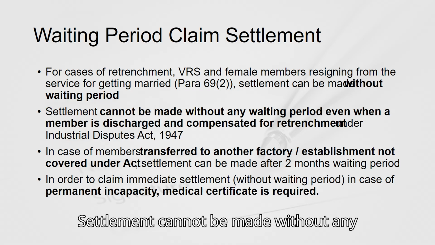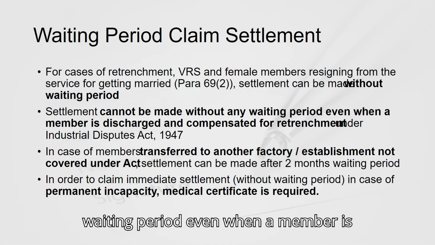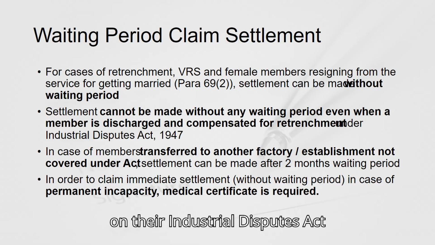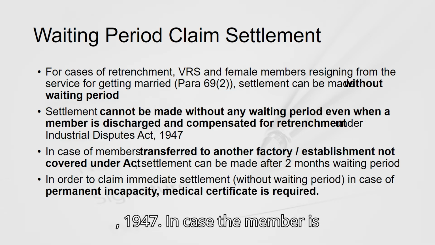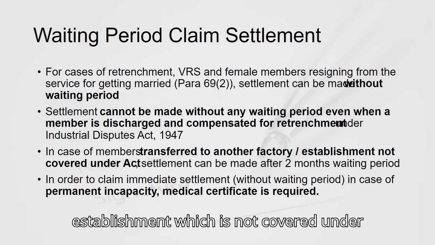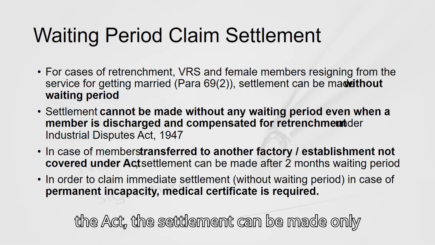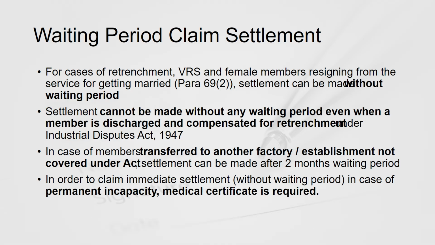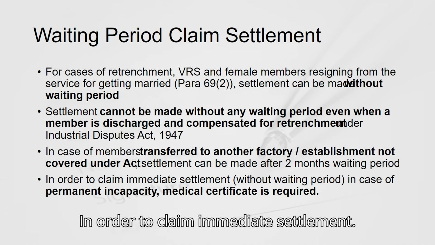Settlement cannot be made without any waiting period even when a member is discharged and compensated for retrenchment under the Industrial Disputes Act, 1947, in case the member is transferred to another factory or establishment which is not covered under the Act. The settlement can be made only after the 2 months waiting period, in order to claim immediate settlement.